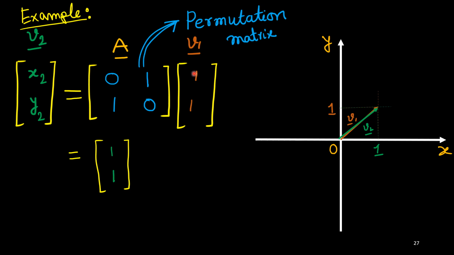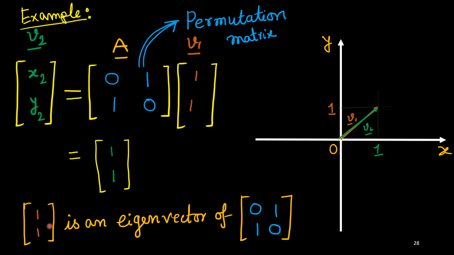So you see, if I consider 1 1, then obviously you will get again 1 1, because this one will come here, this one will come here, because both have the same magnitudes. So again this output vector v2 will have the same result. So v1 and v2 will coincide for this case. So here this 1 1 is actually called an eigenvector of this permutation matrix.